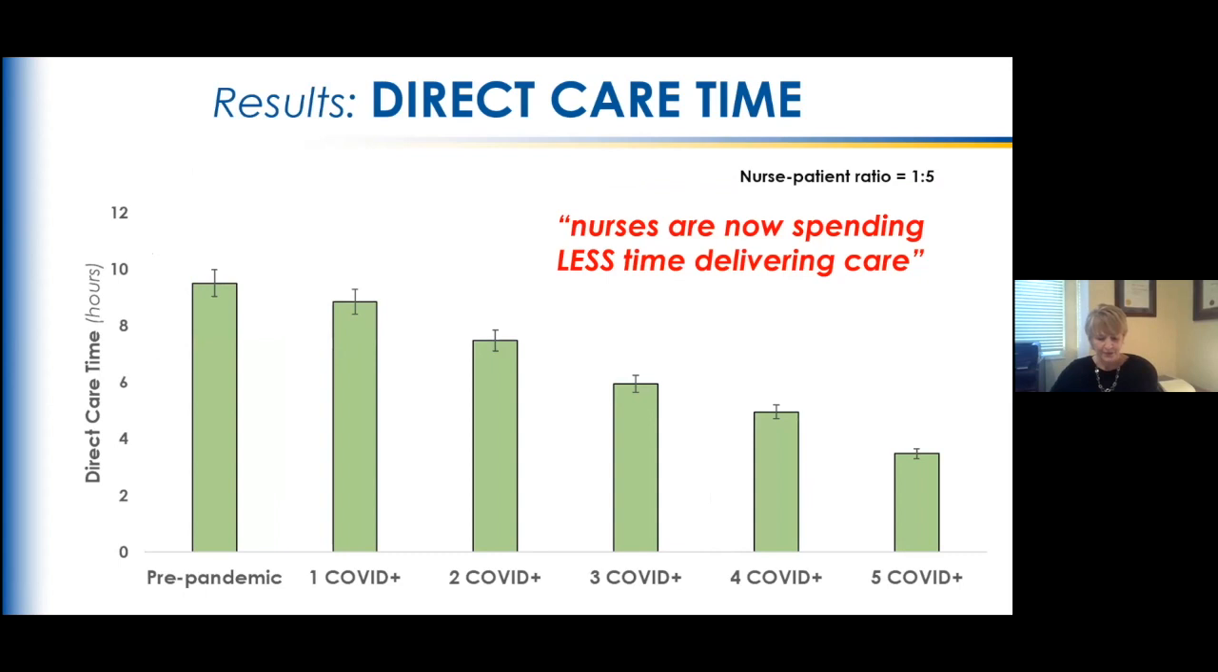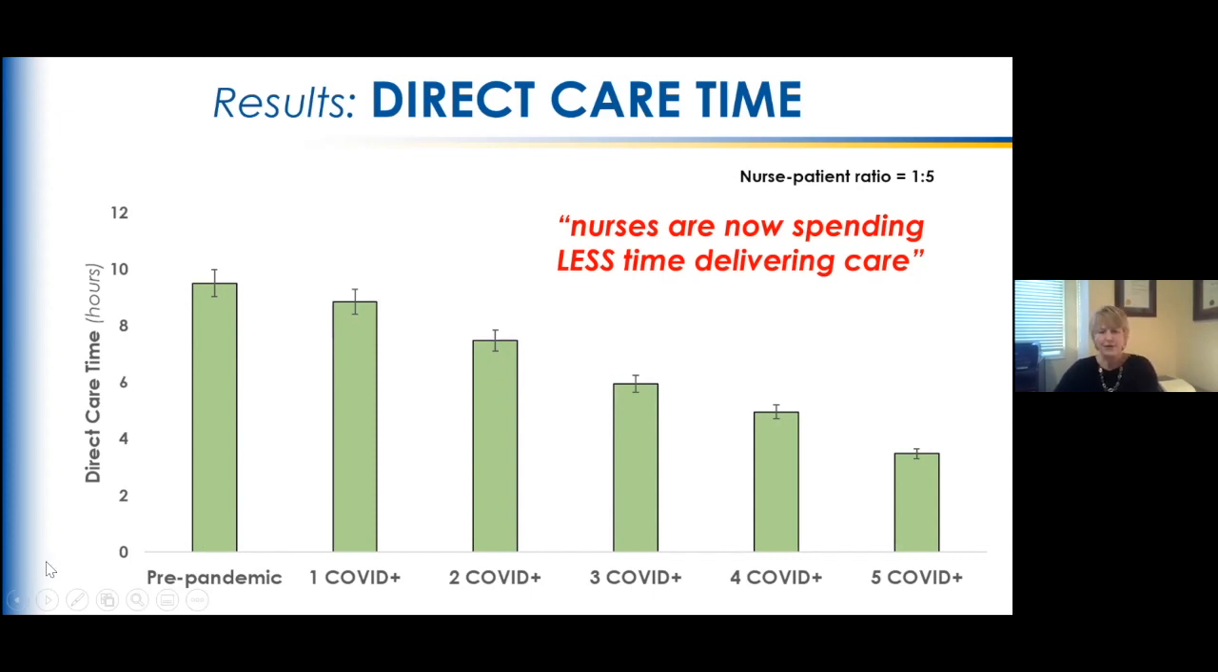So first of all, the model showed that as the number of COVID-19 positive patients increased in terms of those assigned to a nurse, the amount of direct care time decreases. So just showing you, the pre-pandemic was our baseline condition. And so again, this is showing where a nurse would have 5 patients, but none of them had COVID in this case. So as the number of COVID patients increases for each nurse, the amount of direct care time they're providing goes down. So does this make sense?